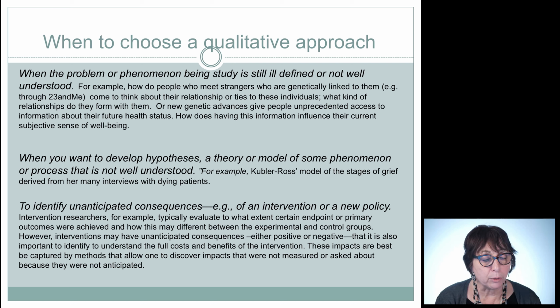Intervention researchers typically evaluate certain endpoints or primary outcomes and whether these were achieved and how the frequency with which these endpoints were achieved might differ between one or more experimental groups and a control group. However, interventions have unanticipated consequences, and typically these are not looked at. They could be positive, they could be negative. And it's also important to identify them because they are part of the costs and benefits of doing the intervention. And these unanticipated consequences are best captured with methods that allow people to talk about what the experience of being in the intervention was like, what they got out of it, and what were some of the maybe costs or burdens that they experienced by having to participate.